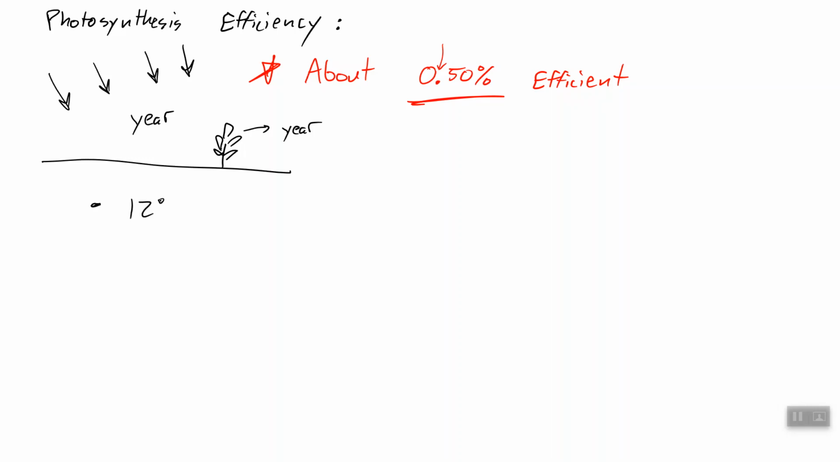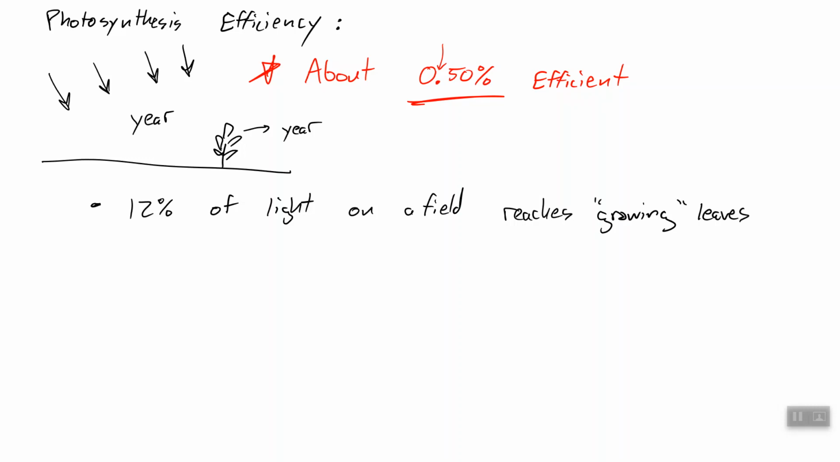So first, the biggest one is that only 12% of light hitting a given square, so let's just say a field filled with plants, actually reaches growing leaves. Remember, we talked about how if a plant isn't growing, it's not storing energy. And so this means that for only a few months in the year, a plant is going to grow, which means the sunlight hitting any other time of the year is wasted. In other words, not used to produce chemical energy.